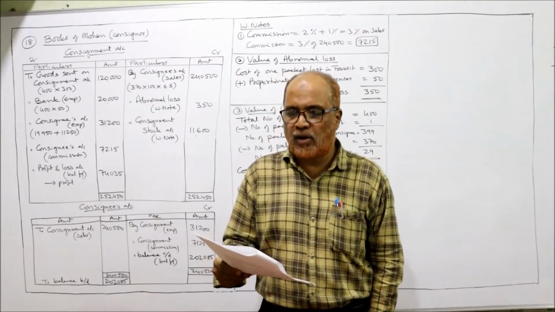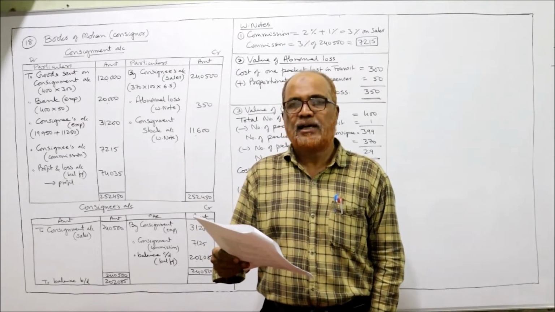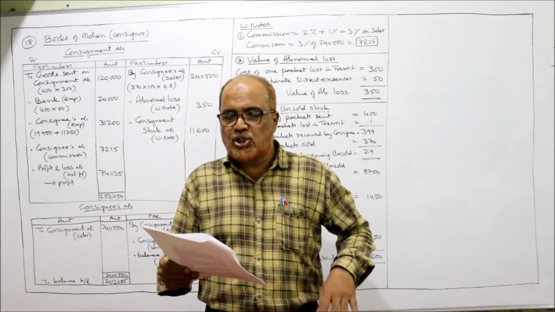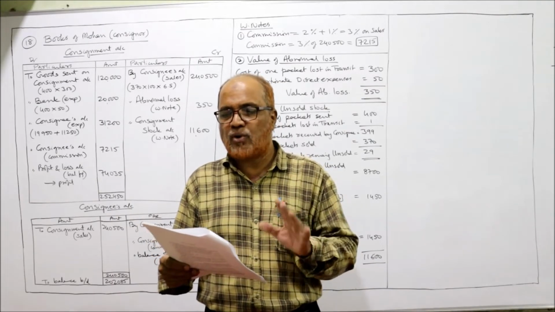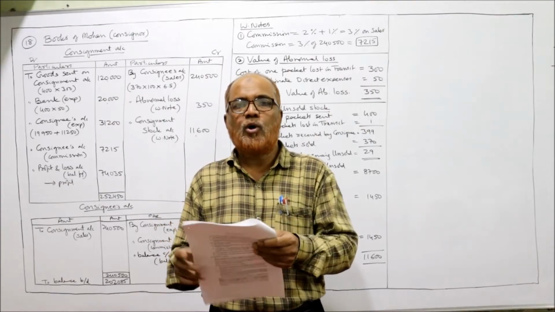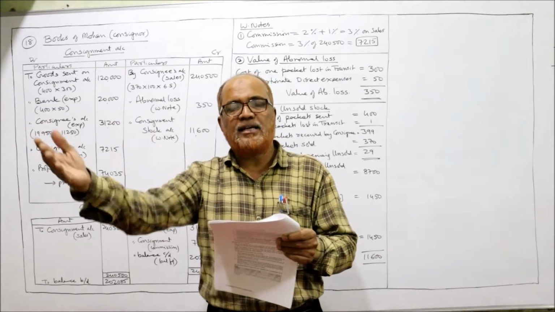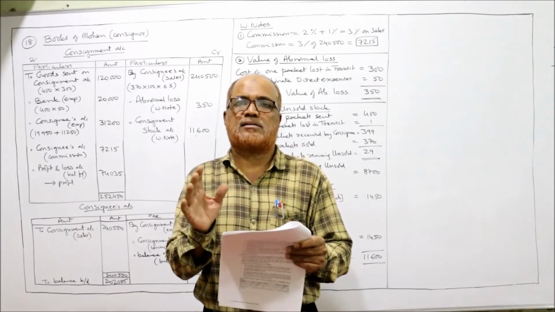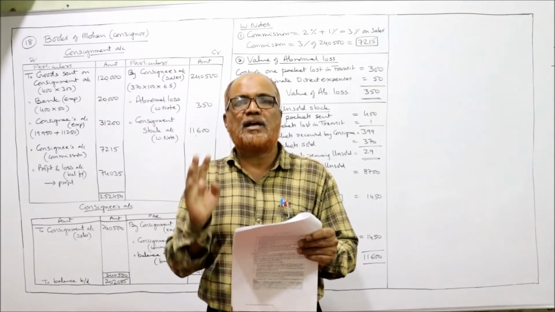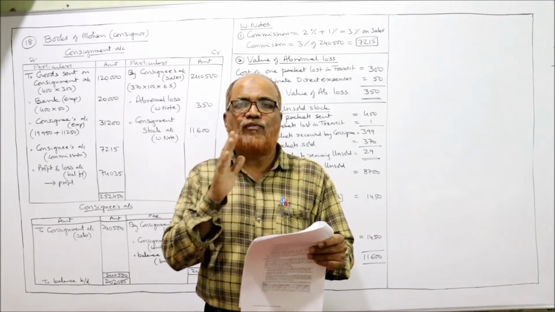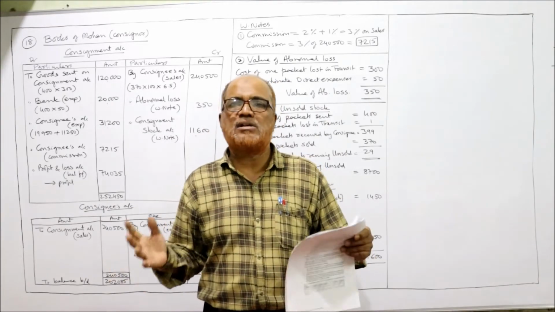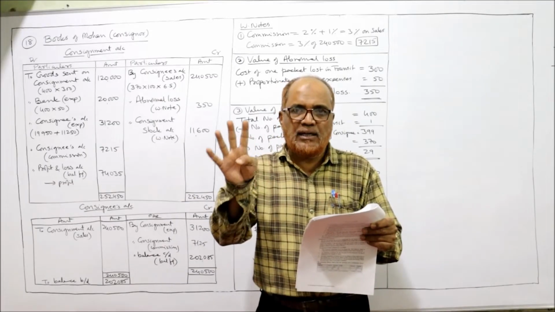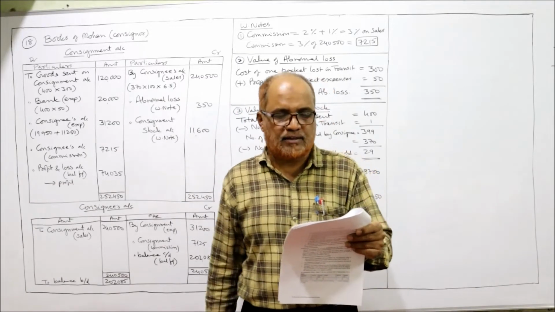Mohan consigned 400 packets of lipsticks, each packet containing 100 lipsticks. Cost price of each packet was 300. So Mohan is the consignor. He has sent some goods to the consignee. The goods consist of 400 packets. Each packet costs rupees 300. So 300 into 400, 1,20,000 is the value of the goods consigned.